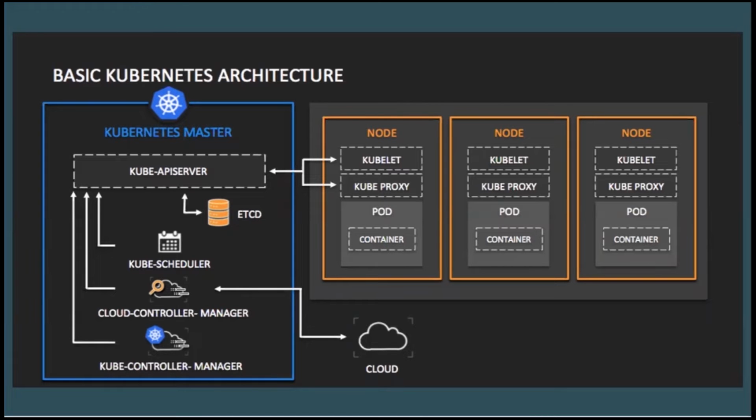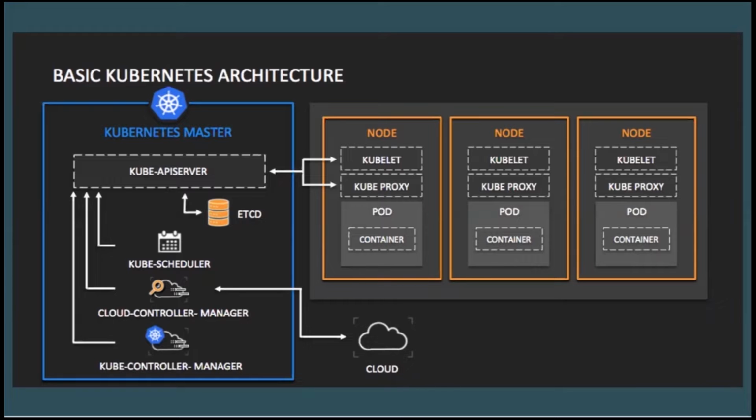Let's talk about the internal components of the master node. In a master, what are all the components available? The first and foremost component in the master is called the Kubernetes API server. This component is responsible for communication. Whenever you want to communicate to the cluster, you will be communicating via the API server, and that is the only method you can communicate to the Kubernetes cluster.